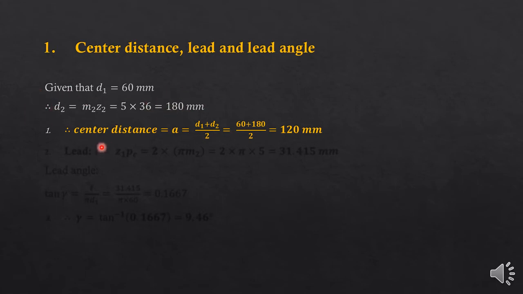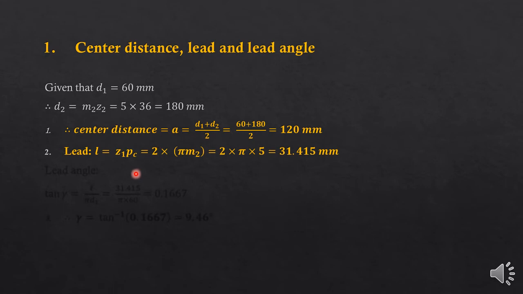Now we know that center distance of a worm gear set is the average of the pitch circle diameters. So take the average of D1 and D2 and you get it as 120 mm center distance. Alright, now lead you know is number of starts into the axial pitch of the worm. Number of starts on the worm is given as 2. Axial pitch you know is pi times module, 2 pi into 5, which will give you 31.415 mm lead.